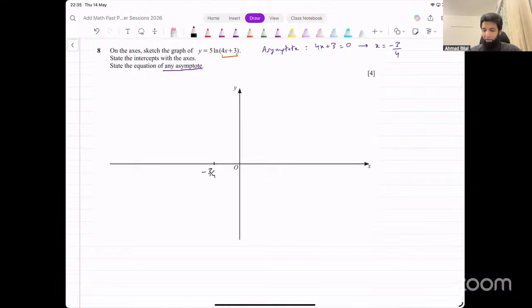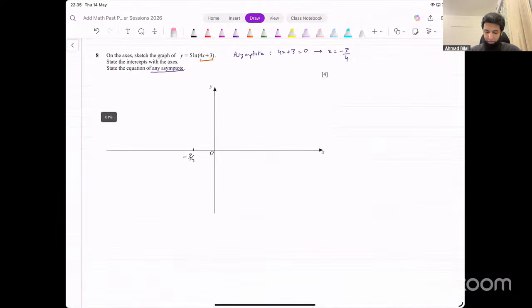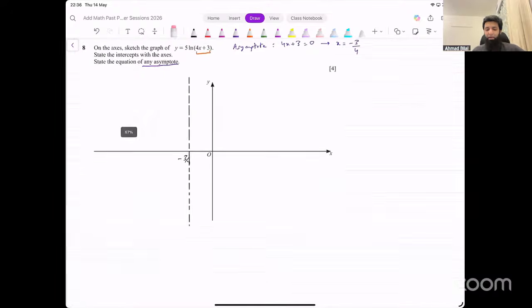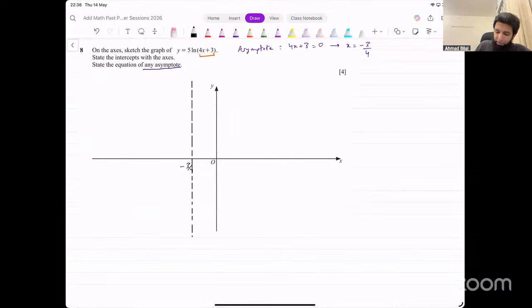You will make a vertical line here, make it dotted, because that's not the actual graph. That's the line through which the graph cannot pass. The graph is going to become almost parallel when it comes close to this point. Let's label that as well. This is x equals minus 3 over 4. Now that's the asymptote.